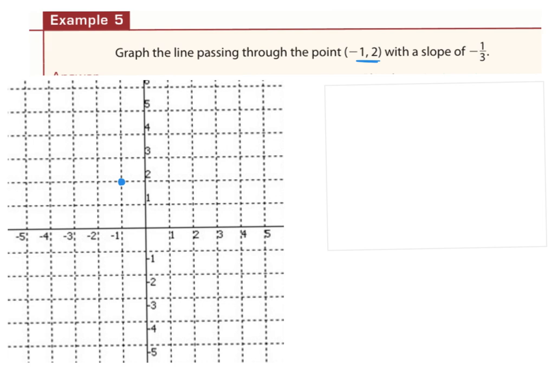Now we have to think about how we can get negative 1/3. There are actually two ways to get negative 1/3. We could have a negative 1 over a positive 3, or we could have a positive 1 over a negative 3. We're actually going to walk both directions.